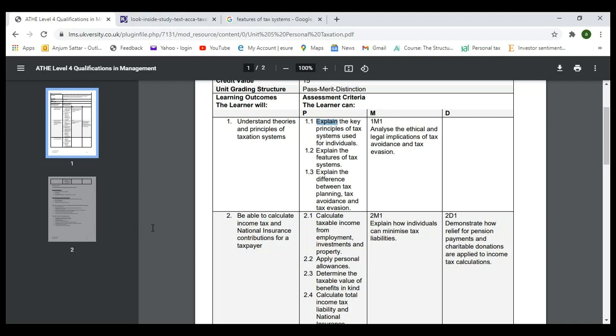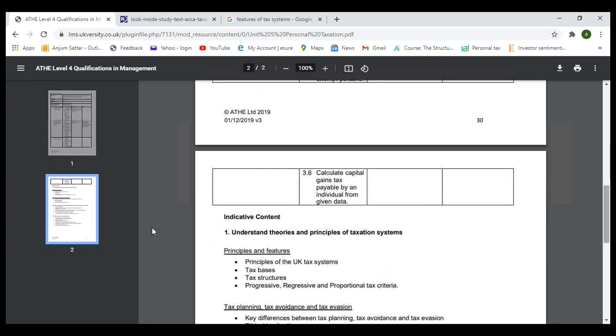Does anybody know what is meant by explain? It is a command verb. When we write an assignment, we need to use command verbs. Command verb explain, or explanation, means give the reason, not only list the things, but explain them in detail. You can look at both sides of the coin, advantages and disadvantages as well. Principles of the taxation system for individuals, explain features of the taxation system, explain the difference between tax planning, tax avoidance, tax evasion. And the ethical and legal implications of these. That's what we'll go through in today's lesson.